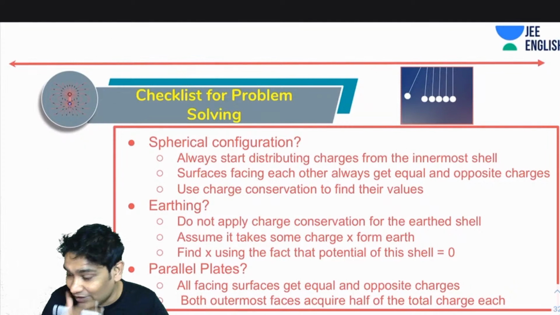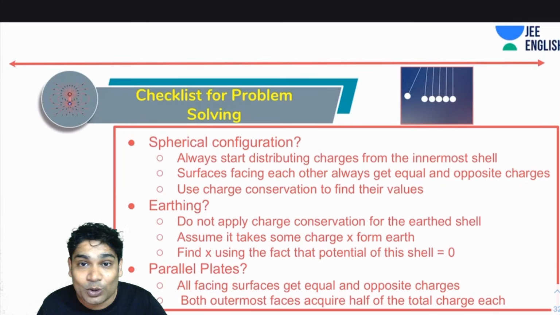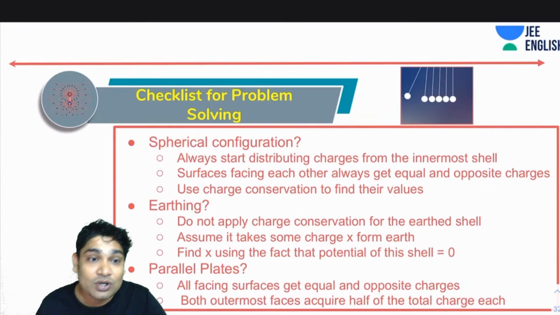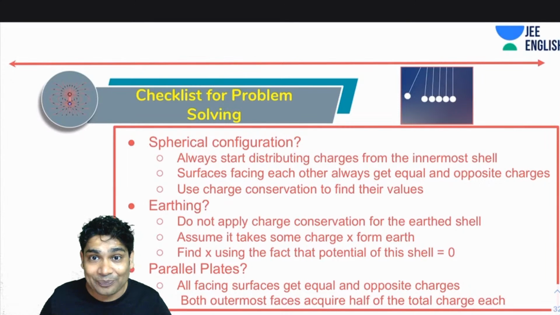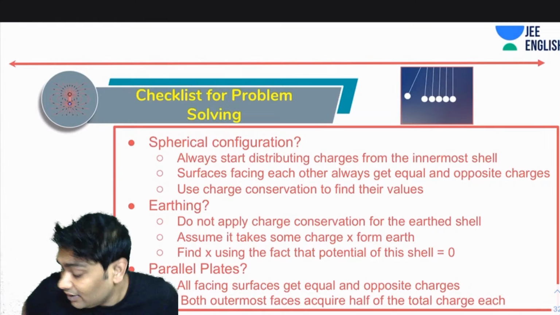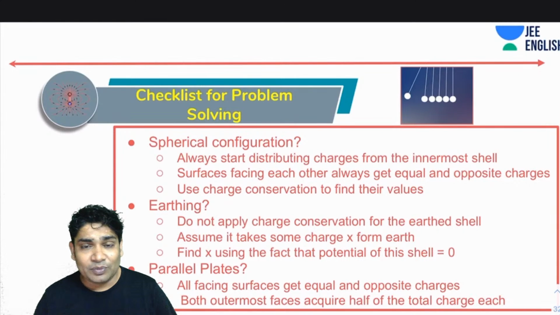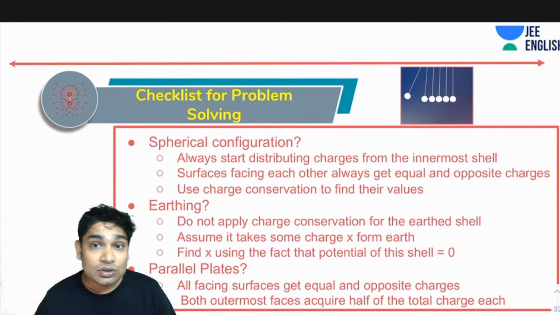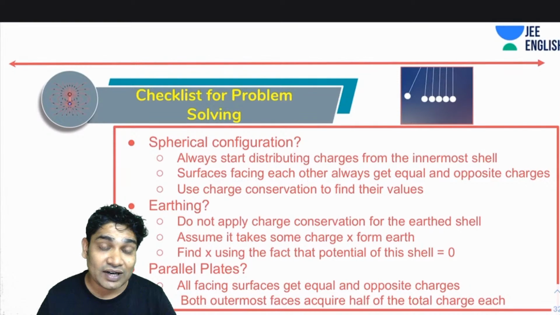This lecture was slightly short because I don't want to start capacitors today. We don't have much time today, just 10-15 minutes. So I'll be taking up capacitors from next class onwards, that is on Saturday. So till then, go and practice problems about this charge distribution of conductors.